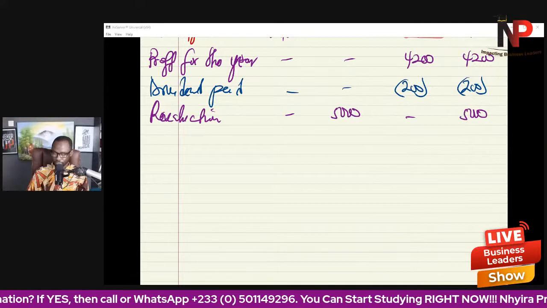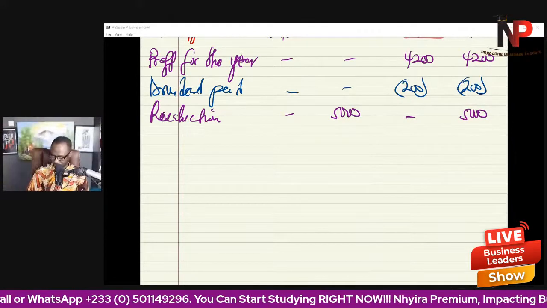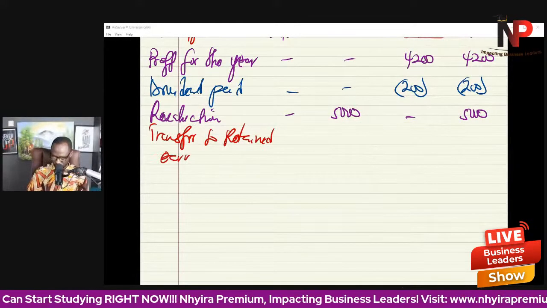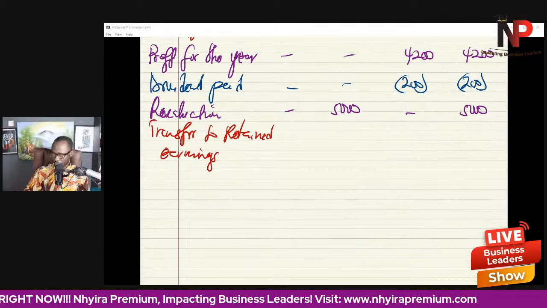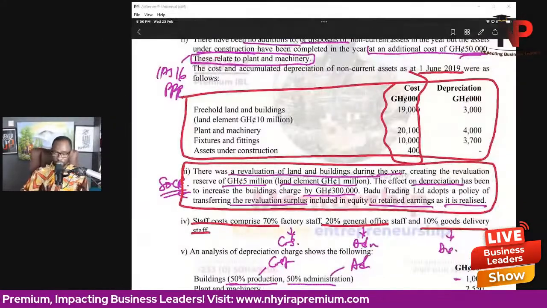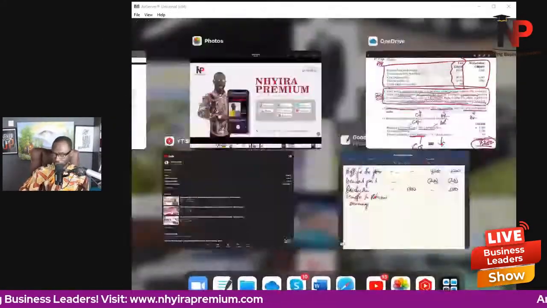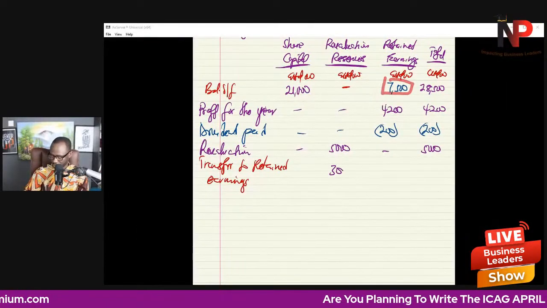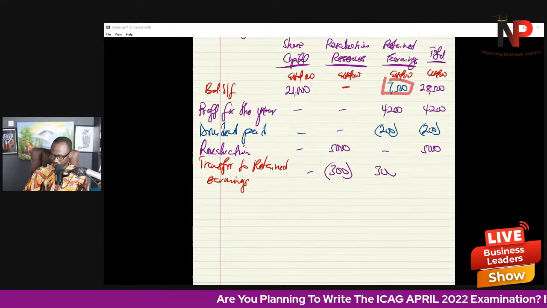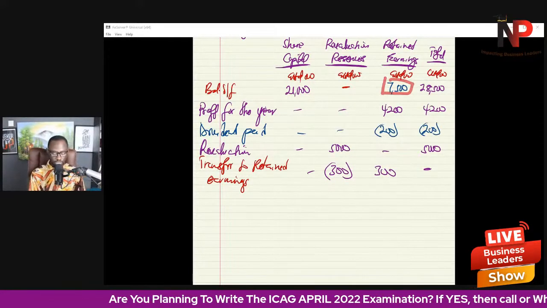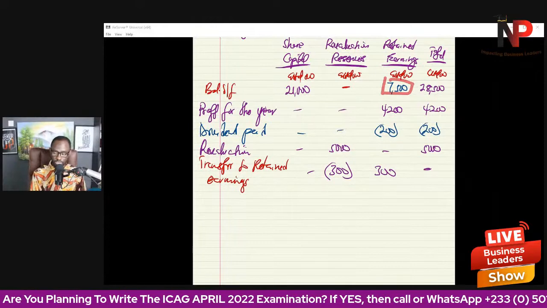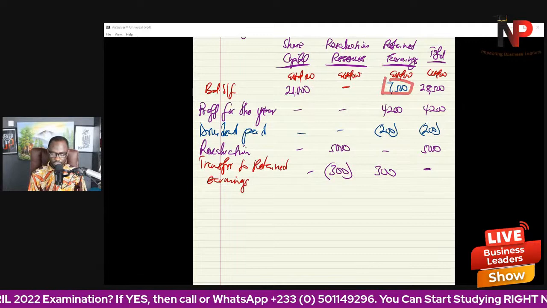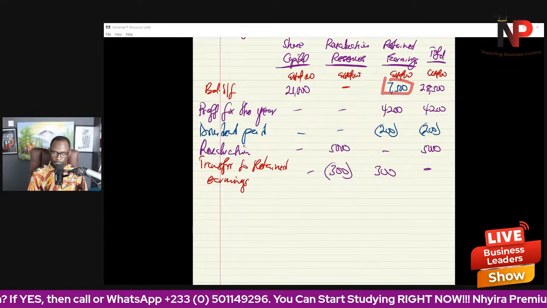Transfer to retained earnings. If you remember, the entity said excess depreciation was 300,000. So we bring that up, and that will be deducted from revaluation surplus and then taken to retained earnings. Does that make sense? Any questions, please?